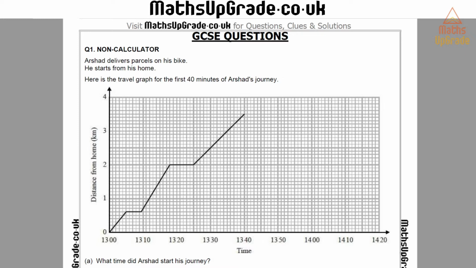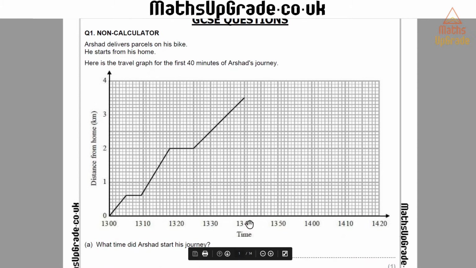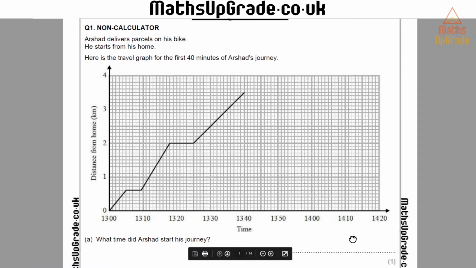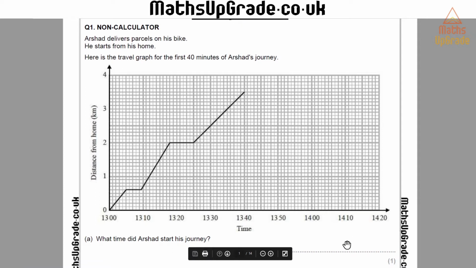He starts from his home. Here's the travel graph for the first 40 minutes of his journey. And the first part of the question is, what time did he start his journey? So this is for 1 mark. So quite simply, just look at the scale here along the bottom, which indicates its time. So clearly he started his journey at 1300. So you just put 1300 for 1 mark.